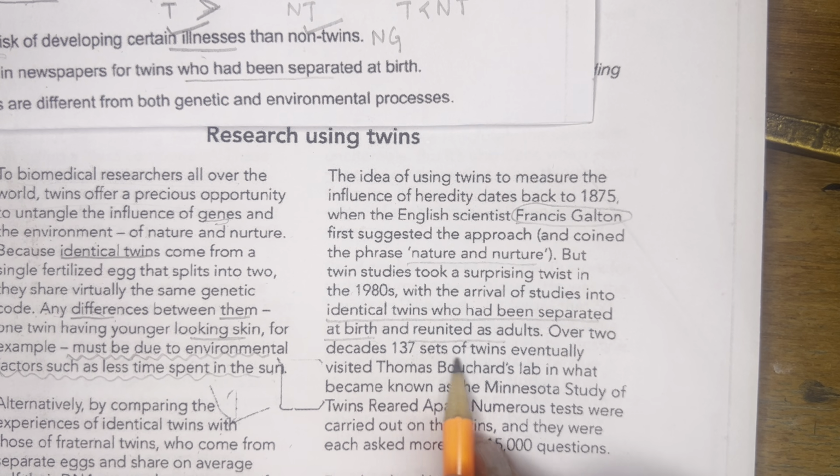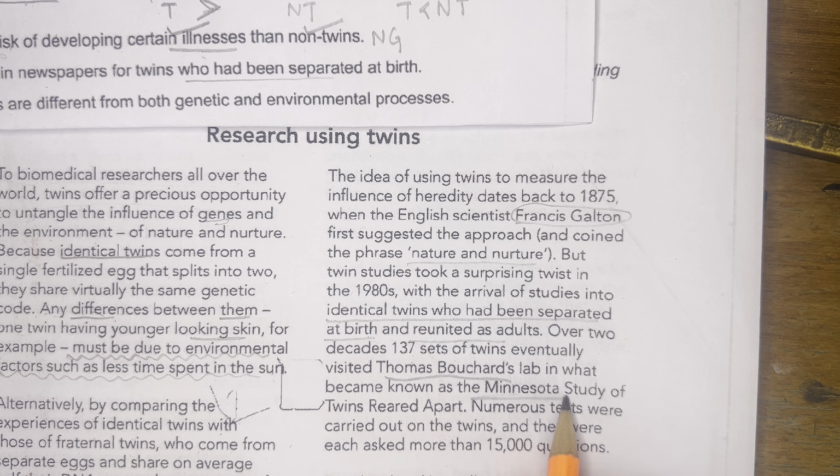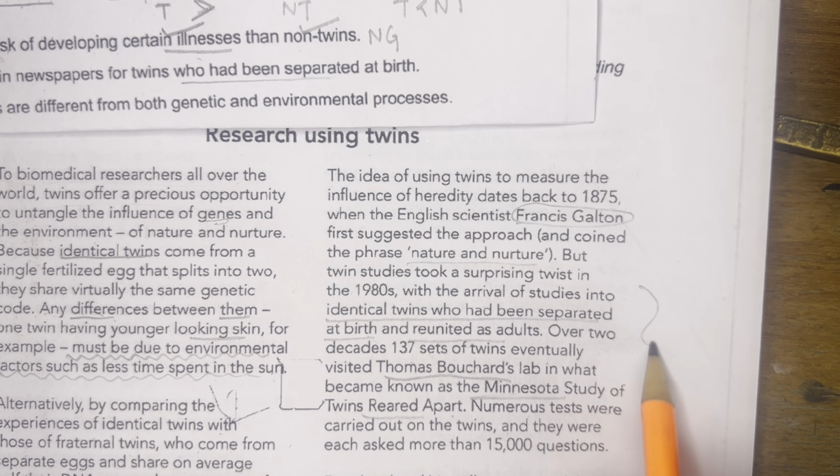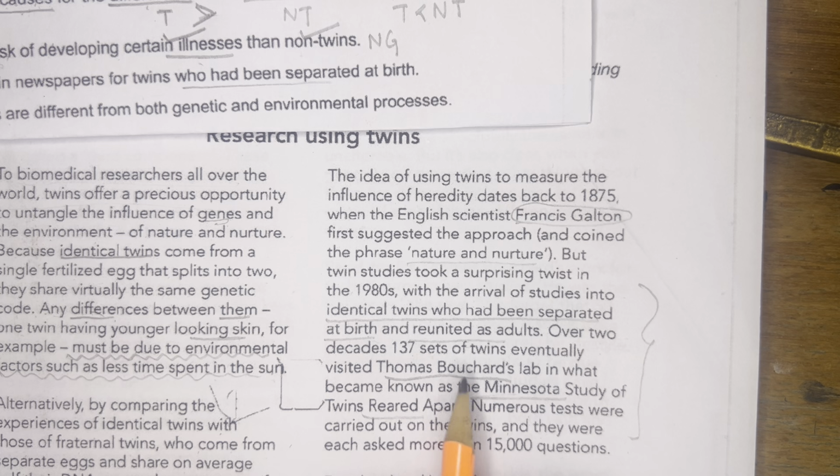Over 2 decades, 137 sets of twins eventually visited Thomas Bouchard's lab. In what became known as the Minnesota Study of Twins Reared Apart, numerous tests were carried out on the twins. But here there's nothing about advertisement. So there is the name of Bouchard, and the twins who had been separated at birth, and 137 sets of twins visited Thomas Bouchard's lab.